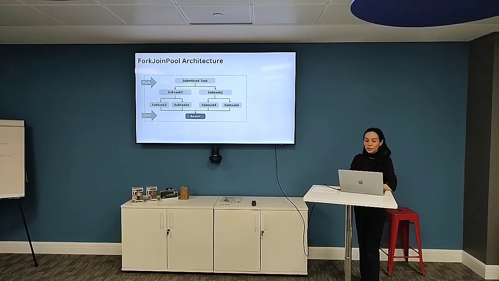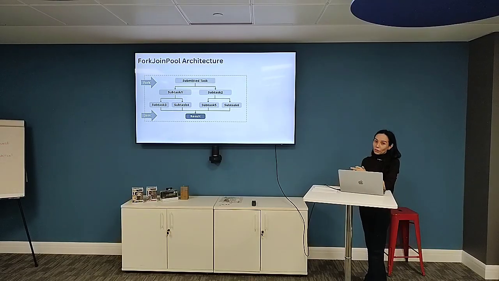Okay. Let's explore the Fork Join Pool architecture. The foundation, as I mentioned, is the work stealing algorithm. Each thread in the Fork Join Pool has its own local queue where all the tasks are queued. Once a thread has finished its tasks and its queue is empty, it is able to steal tasks from the queues of other threads. It helps ensure that the resources are fully utilized on the machine and there are no idle threads.